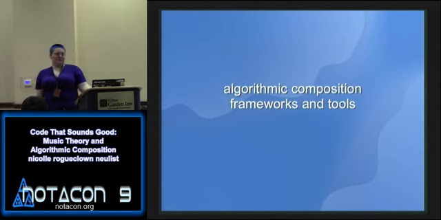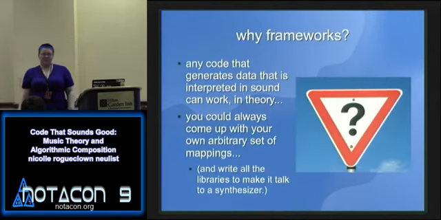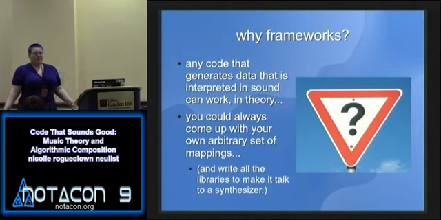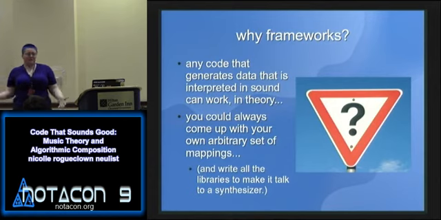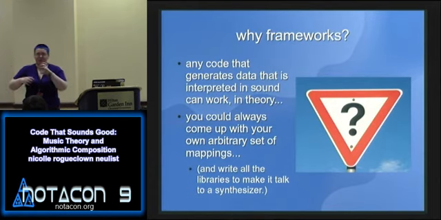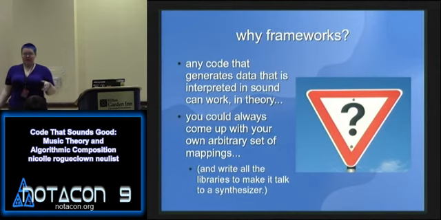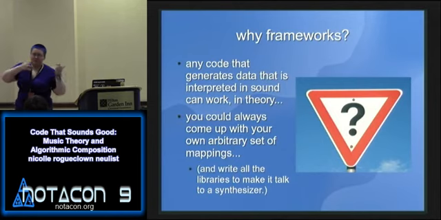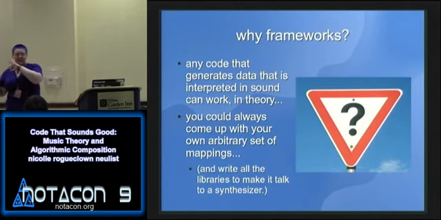Algorithmic composition frameworks and tools. Why is this important? You can start from scratch. Any code that generates data that you somehow then code to be interpreted as sound to come out of a computer can work in theory. Hey, this little bit of binary data represents a G, and this little bit of binary data represents an F sharp in this other octave. But it's not going to be very portable.